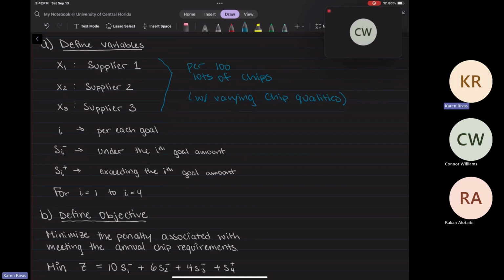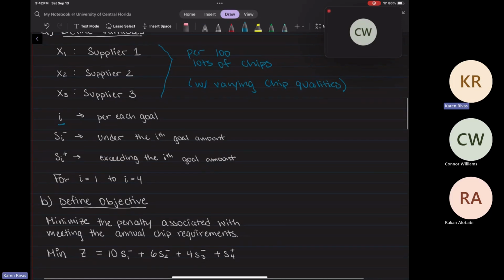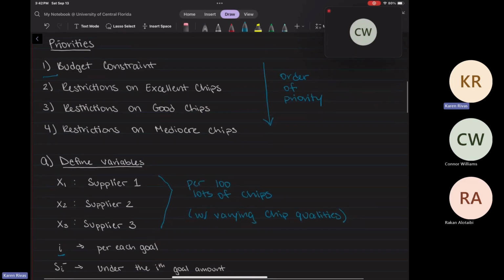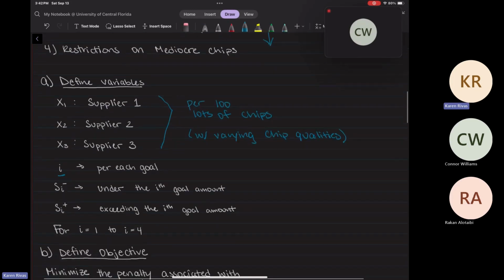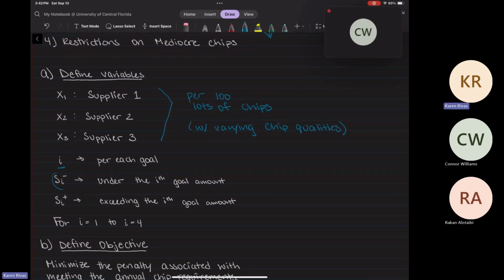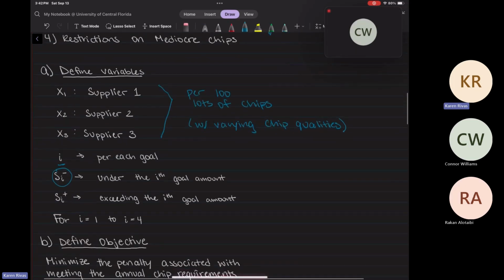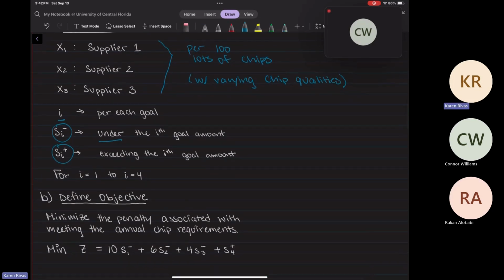Along with those variables, we have our deviational variables. This di will represent each goal, so that we have our 4 goals based off our 4 priorities. And we have one with a little negative on top and one with a positive. So the negative one will represent us coming underneath the goal, and the plus would be us exceeding the goal amount. And with there being 4 priorities and 4 goals, we're going to have i go from 1 to 4.